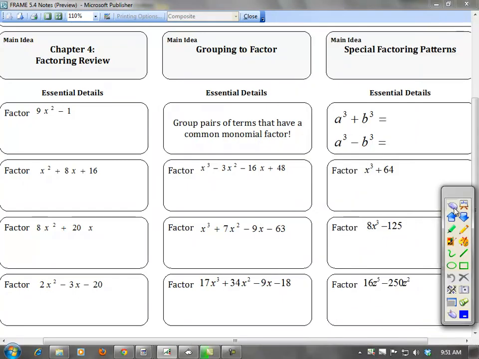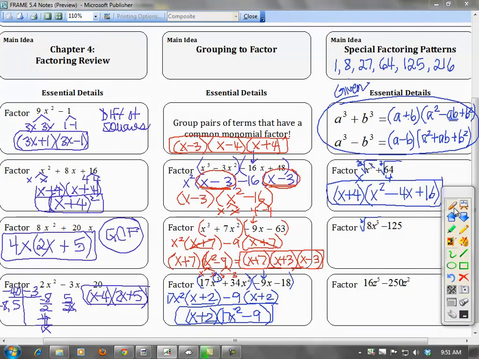Okay, so the cube root of 8 is 2, and the cube root of x cubed is x. Now the minus doesn't matter. I'm going to cube root 125 also. You can go in your calculator and you can find it's 5. Because I have a minus, I'm going to use the second function, or the second pattern, to make this work.